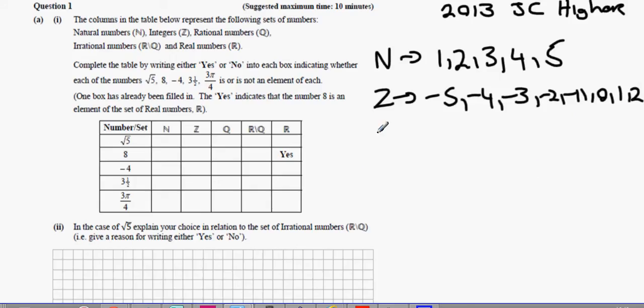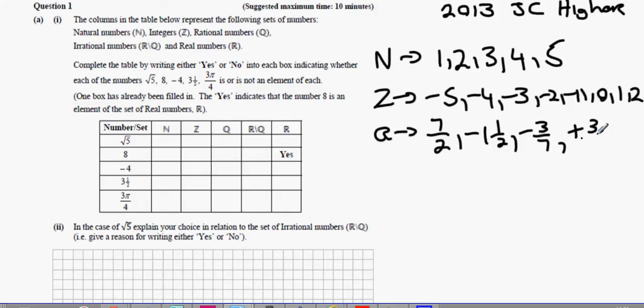Okay, rational numbers are numbers that can be expressed as fractions. So for instance, a rational number would be something like 7/2, -1.5, -3/7. What's not in rational numbers is numbers that can't be written as a fraction. So irrational numbers are basically numbers that can't be written in the form of a fraction, like square roots, and stuff like pi, because pi is a number that continues on forever.